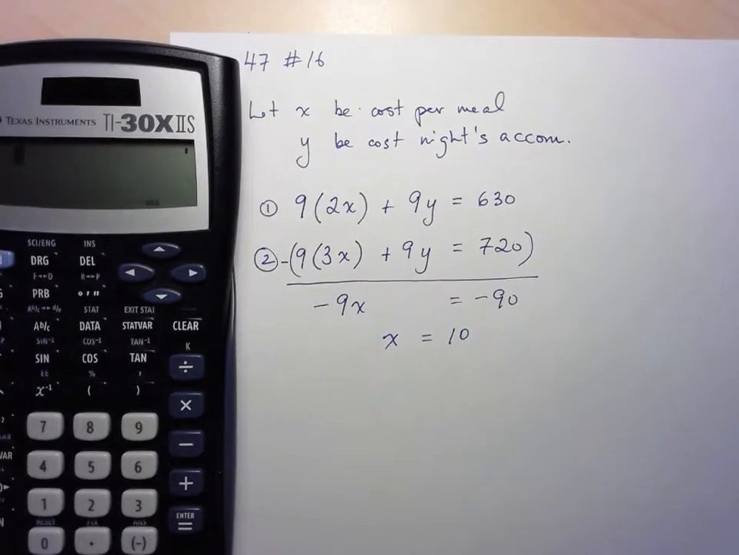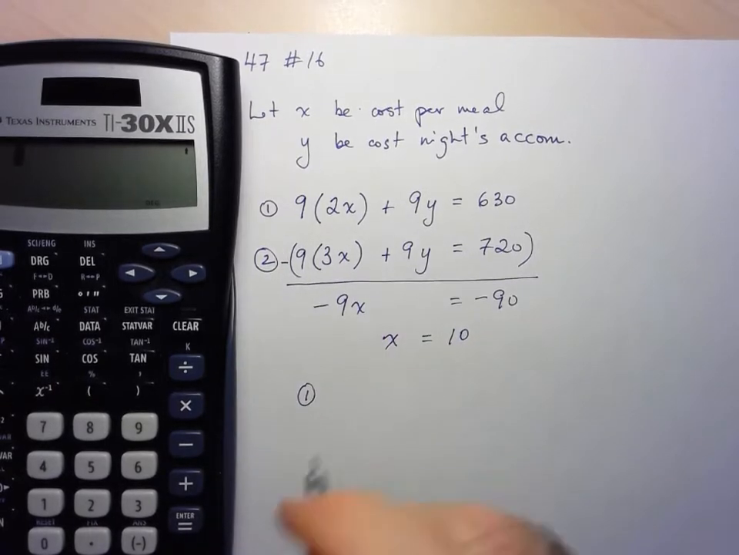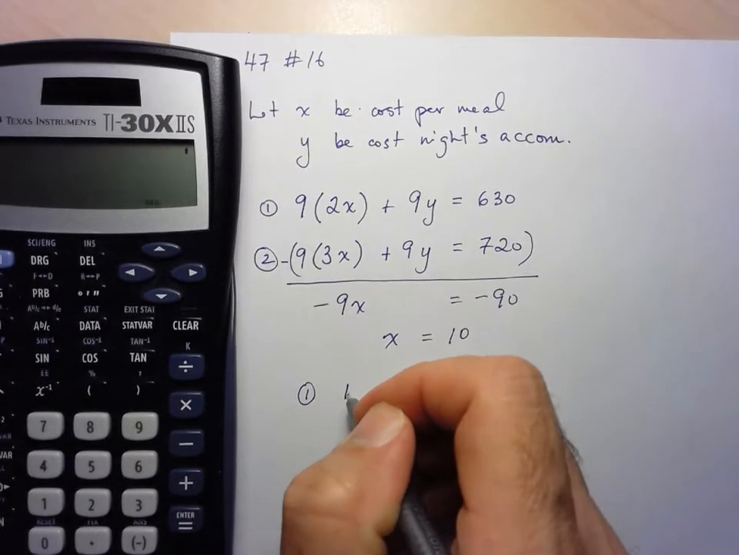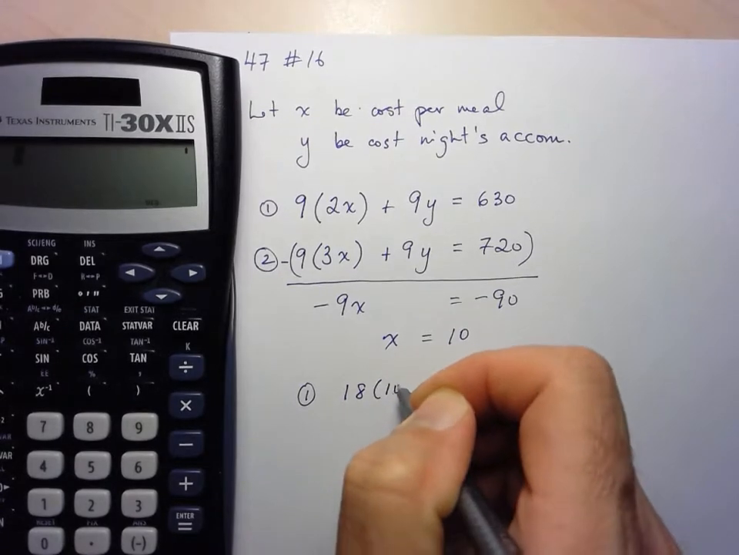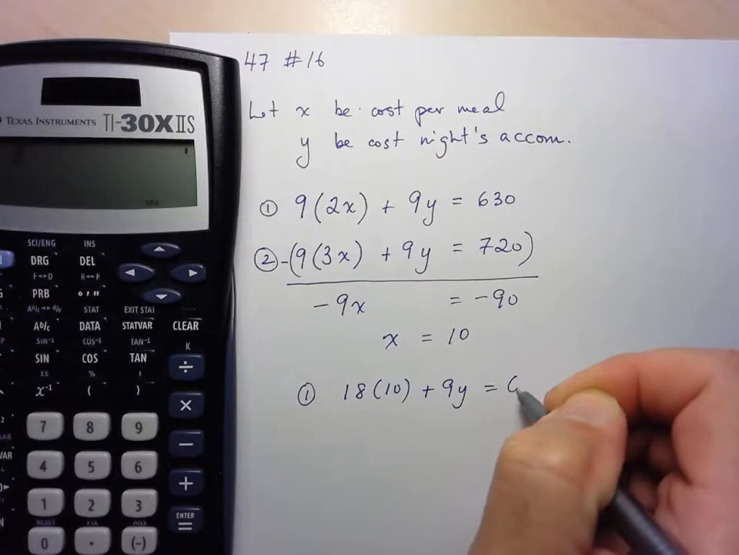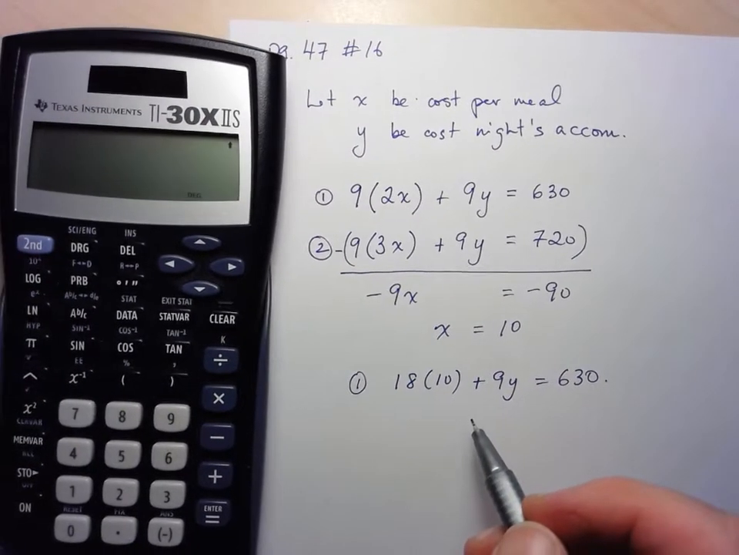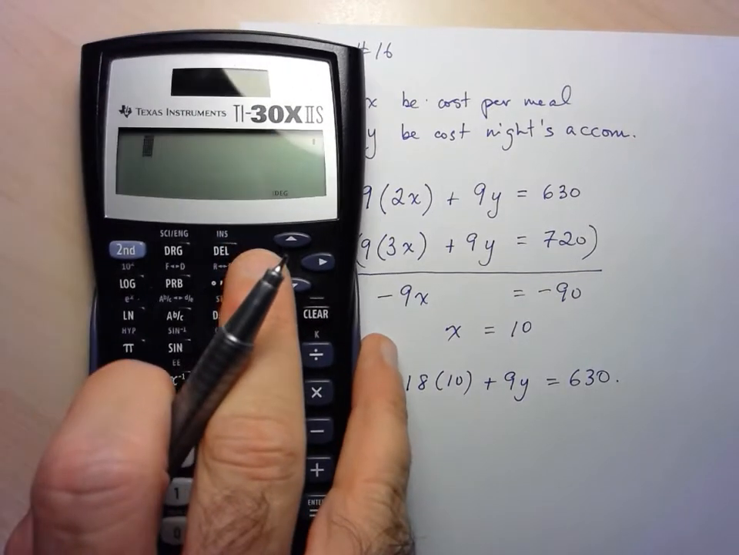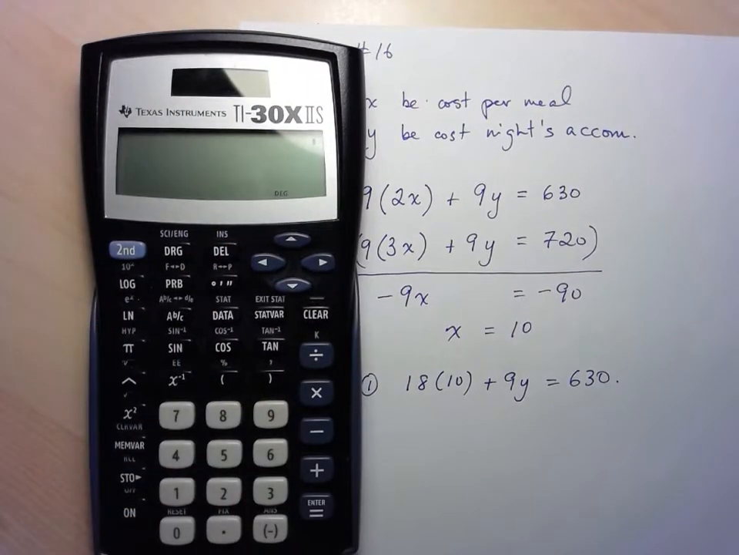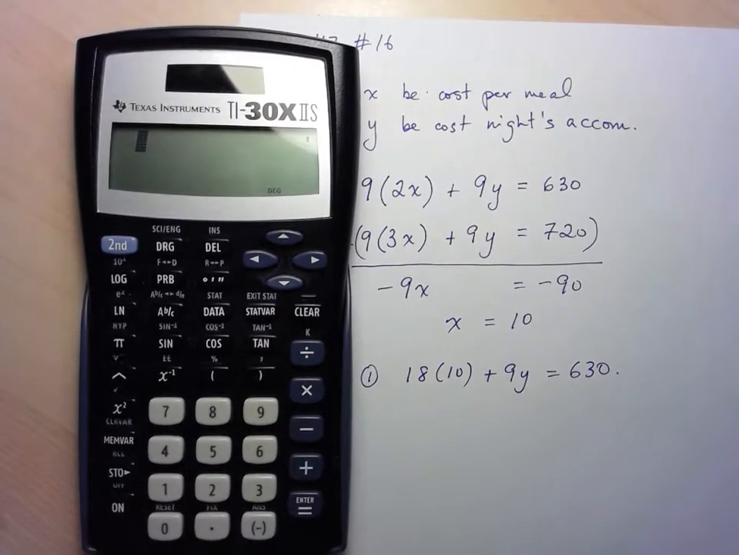And now let's pick one of our equations to determine the y value, and I think equation 1 looks like it's a little simpler. So 9 times 2, so we have 18x. So in other words, 18 times 10 plus 9y equals 630. And again here, I'm going to show fewer steps than maybe I have been the last little bit, because as we get more experience with algebra, we shouldn't have to show quite as many steps.